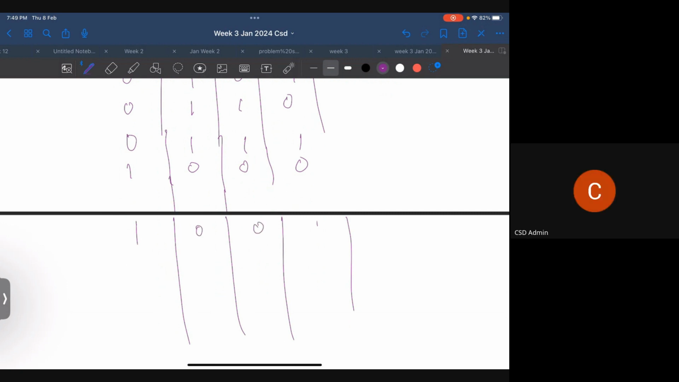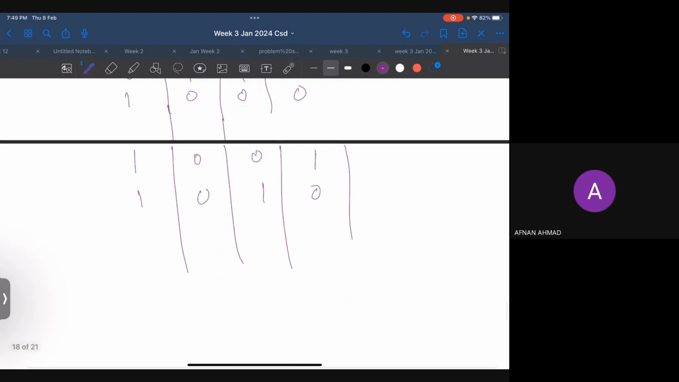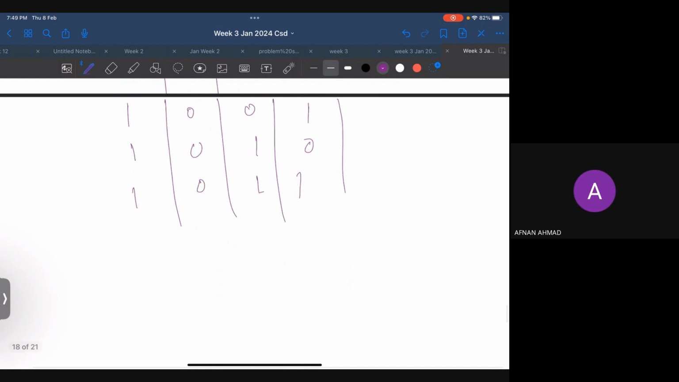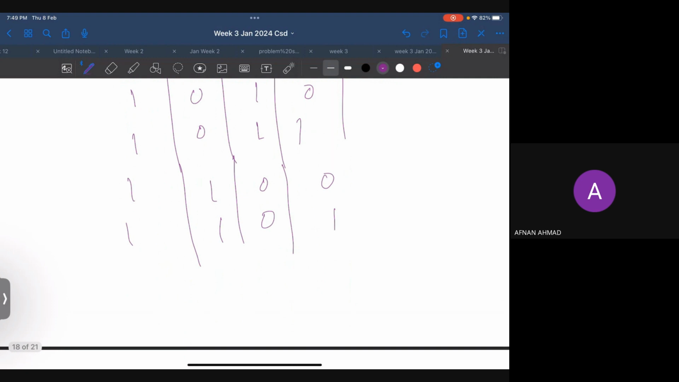Then it will be 10, so 1 0 1 0. Then it will be 11, 1 0 1 1. Then 12, which is 1 1 0 0. Then 13, 1 1 0 1. Then 14, 1 1 1 0, and lastly we have 1 1 1 1.